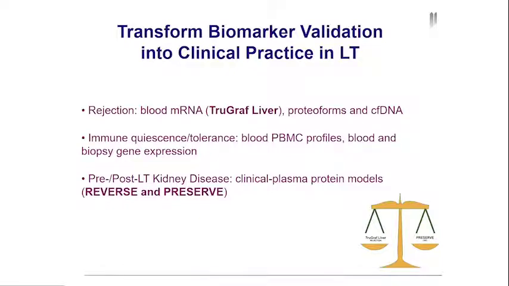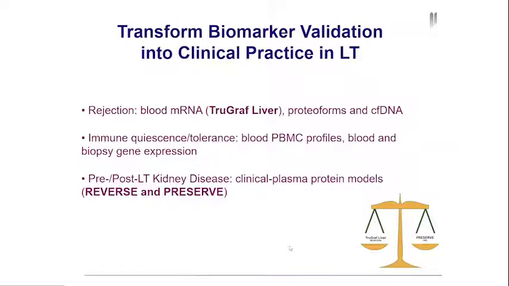Certainly, there's a lot of development in immune quiescence and tolerance that I mentioned before, and also in pre and post liver transplant kidney disease with the markers I mentioned, predicting reversibility of renal function at the time of liver transplant, and then really PRESERVE in identifying patients at risk for chronic kidney disease after liver transplant. The idea may be to be able to use, as the bottom here shows, the markers together, PRESERVE and TruGraf liver, to identify patients who really need minimization.